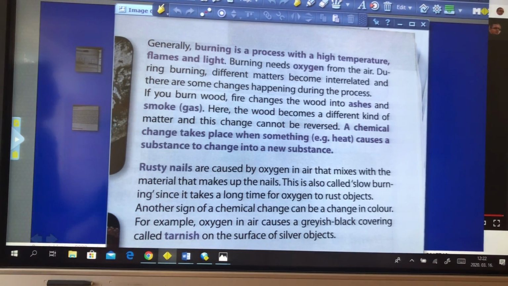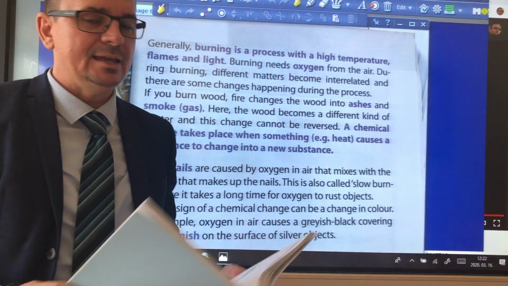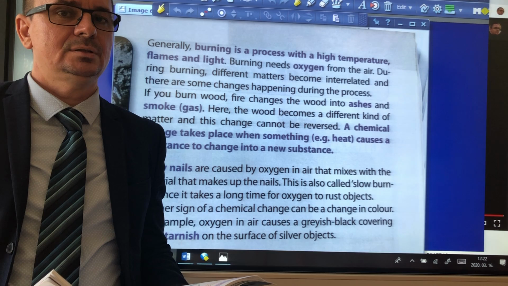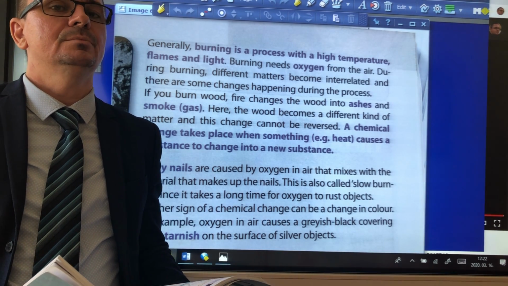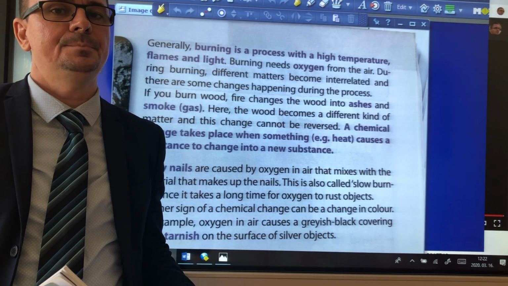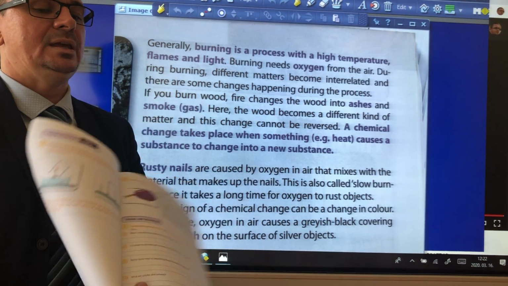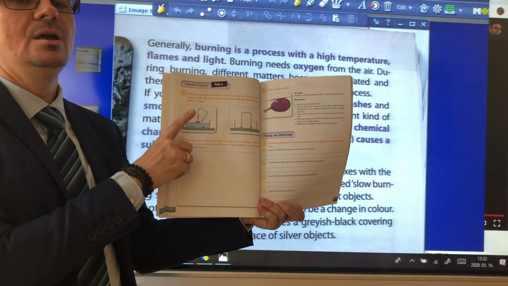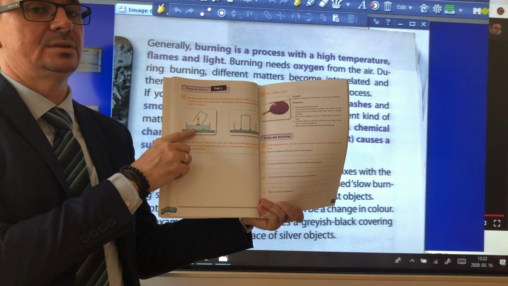So let's finish our class today. Today we learned certain things about compounds. We also revised certain things about states of matter. And we had two experiments here. The most important one was this.